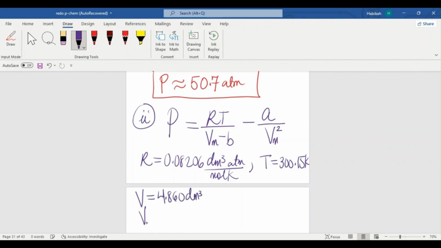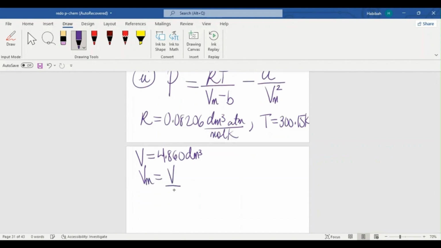So the molar volume, which is just the volume divided by number of moles. So volume divided by number of moles would just be 4.860 dm cube divided by the number of moles, which is just 10.0 mole. So we end up with 0.4860 dm cube per mole. So that is basically the answer to that molar volume.